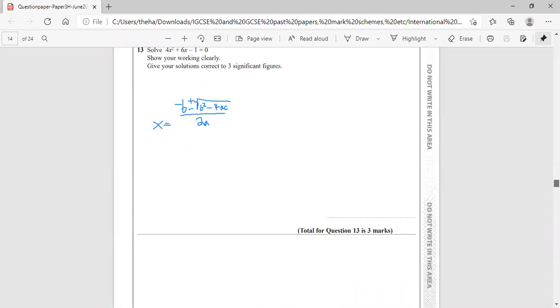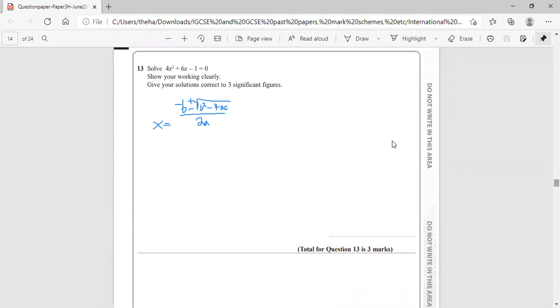Right, so let's write out what a, b, and c are. So a equals the coefficient on the x squared, which is 4. b equals the coefficient on the x, which is 6. And c equals the other number, which is minus 1 in this case.